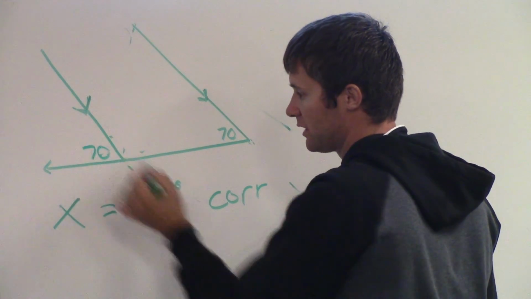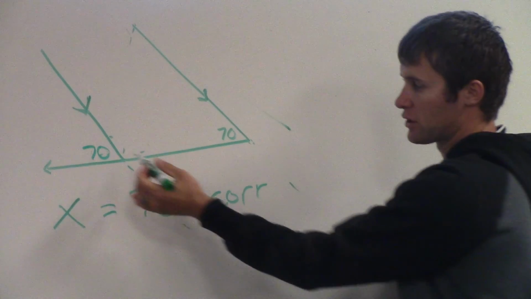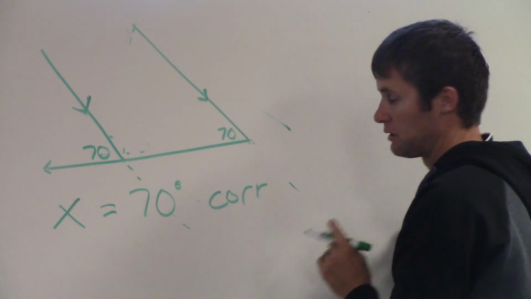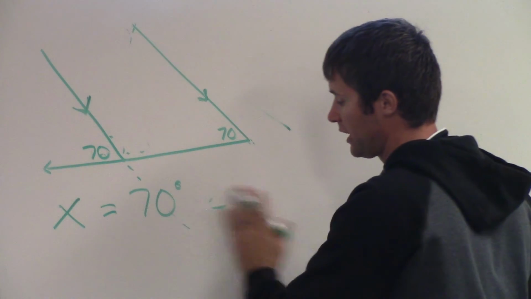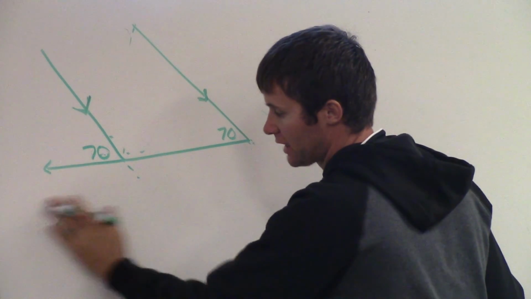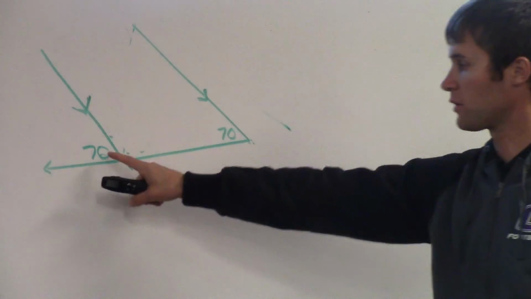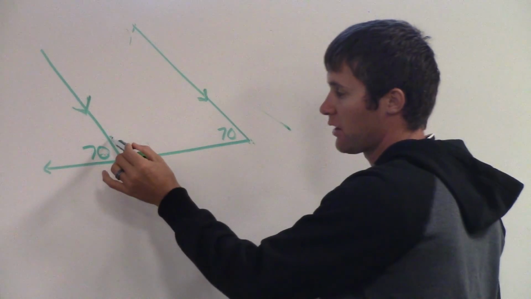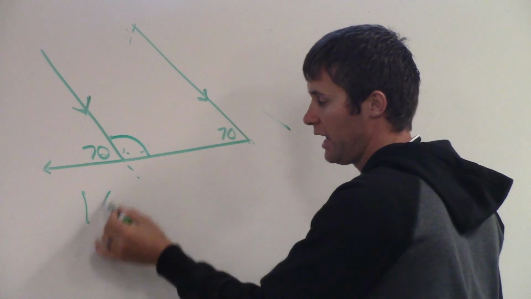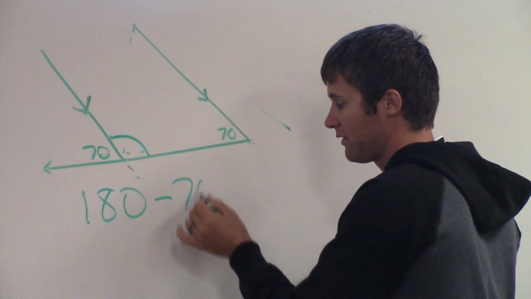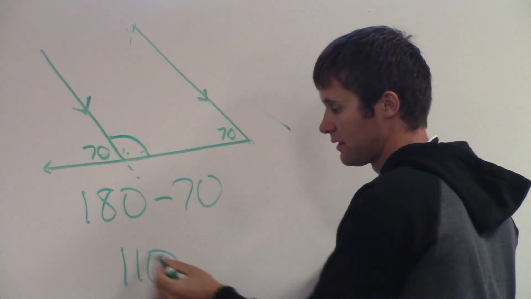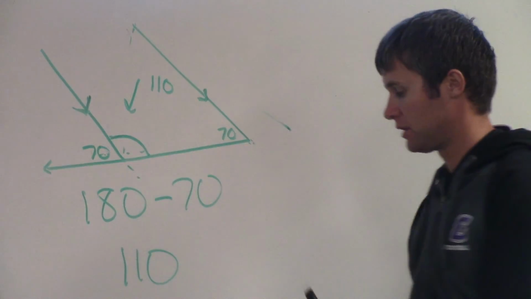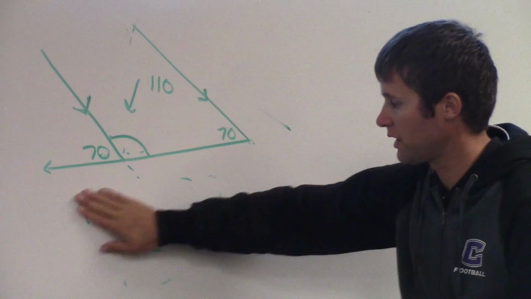This is 70 degrees. Now let me ask you this. What's this angle and this angle going to add up to? Well, we know that those two angles, so x is 70. So these two angles will add up to 180 degrees. So this angle right here, so 180 minus 70 is 110. So this angle right here is going to be 110. Now, we'll go from there. Let's draw in the rest of it.